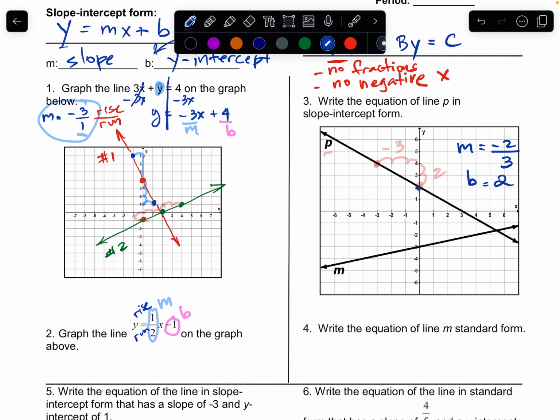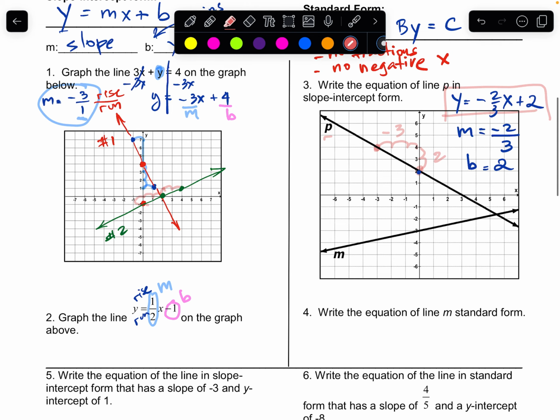And I know that my y, therefore, my equation of p is going to be, let me put up here, y is equal to negative 2/3 x plus 2. Okay, so that's the line P in slope-intercept form. That's this guy. Now write the equation of line M in standard form.